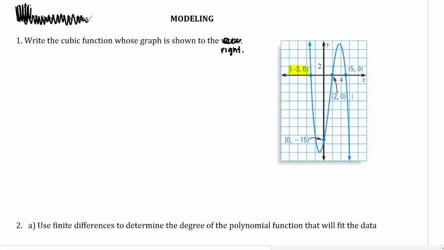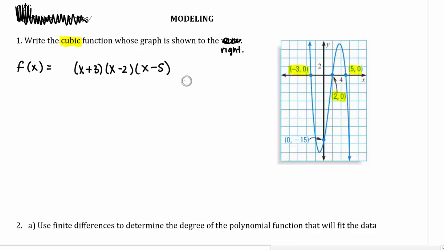Well, I have 3 x-intercepts, and I know that since this is cubic, that's the most I can have. So I can write these actually in factored form. So I'm going to start with my factors. I'm going to say f of x equals. Now, since I have -3, the factor would be x plus 3. And I'd have x minus 2 and x minus 5.